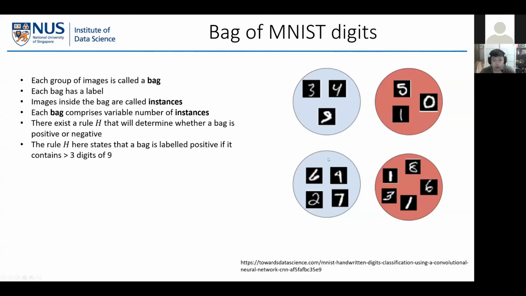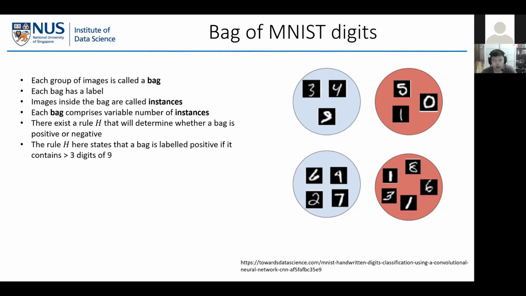Recap. Yes, so maybe just to recap things a bit. Previously during our lab session, we dealt with this problem called bag of MNIST digits.